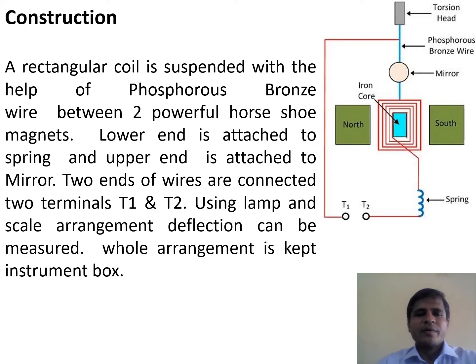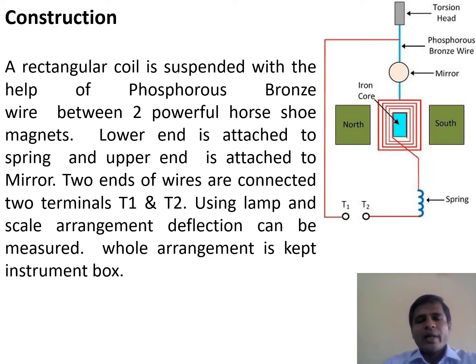The construction of the ballistic galvanometer. On the right hand side of the screen, we have the block diagram of the ballistic galvanometer, and all the parts of the instrument are named: the torsion head at the top, then the phosphor bronze wire, and then the mirror, and at the center we have the rectangular coil. Inside the rectangular coil, at the center, we have the iron core, and on either side of the rectangular coil we have the horseshoe magnets, which are used to produce the radial magnetic field. At the bottom of the coil you have the spring, and that spring is connected to the terminals.